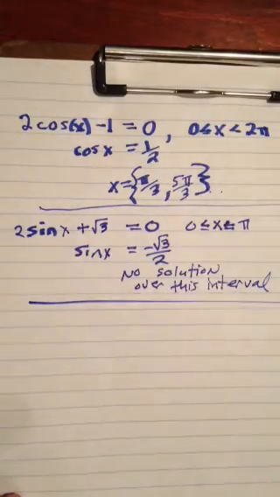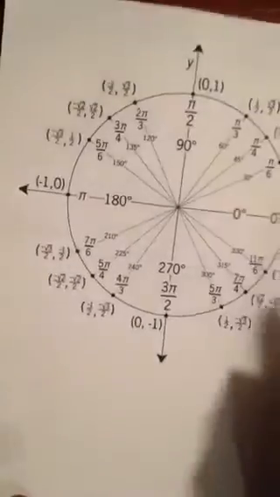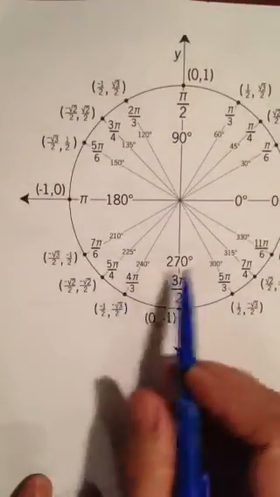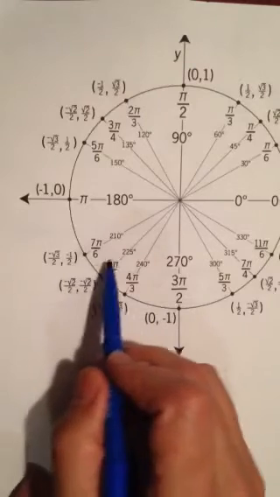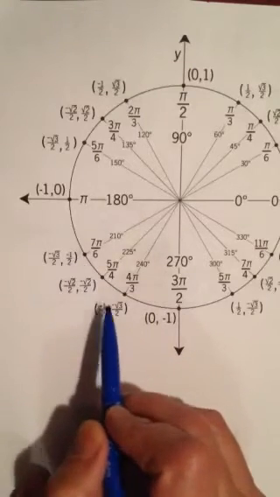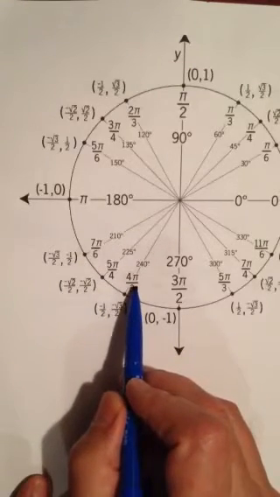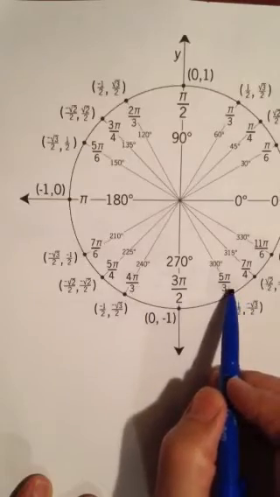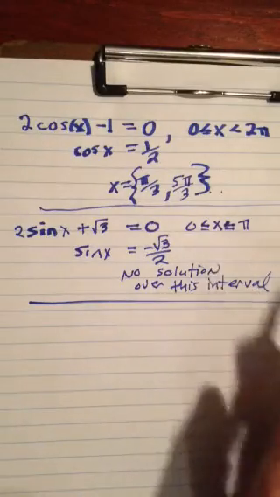If it said 0 to 2 pi for sine, then we would have included this value at 4 pi thirds and 5 pi thirds. So this interval is very critical.